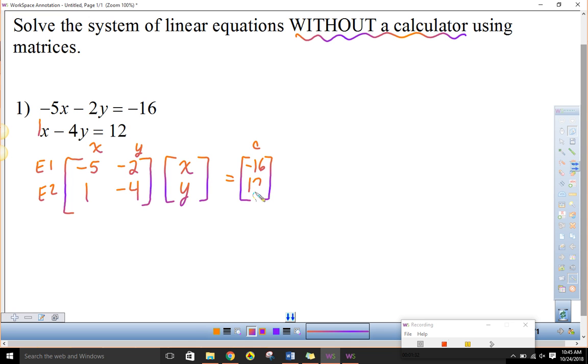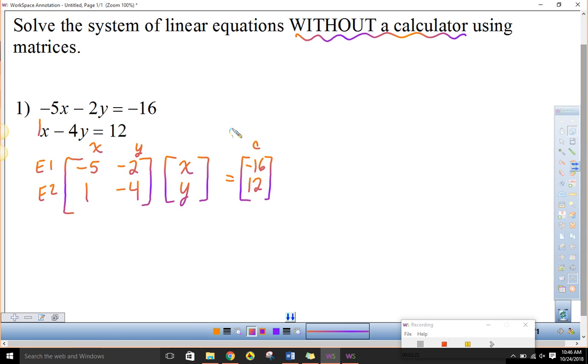-16 and 12. Right? Because if I went through and did matrix multiplication here, I get -5x plus -2y equals -16, right? So I just took this and broke it apart into matrices. It turns it into an equation. It's a goofy equation because it's matrices, but it's just an equation, right? And if we have an equation and have to move something from one side to the other, what do I have to do?